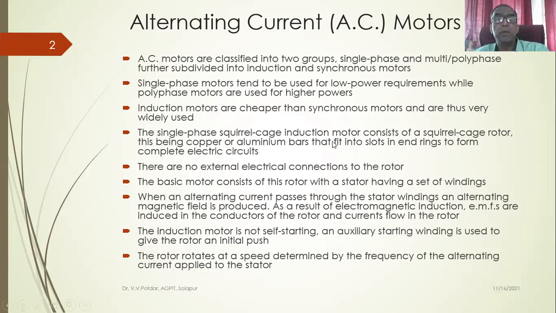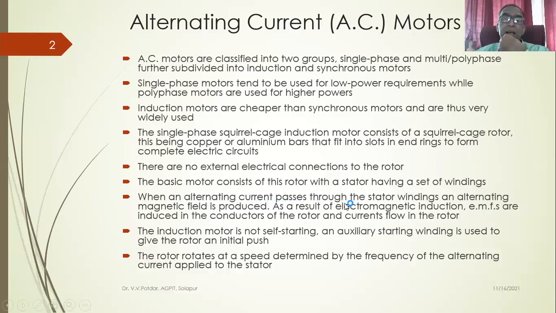The single phase squirrel cage induction motor consists of a squirrel cage rotor, this being copper or aluminum bars that fit into the slots in end rings to form complete electrical circuit. We'll see the construction later on. There are no external electrical connections to the rotor of the induction motor, right? The basic motor consists of this rotor with a stator having a set of windings.